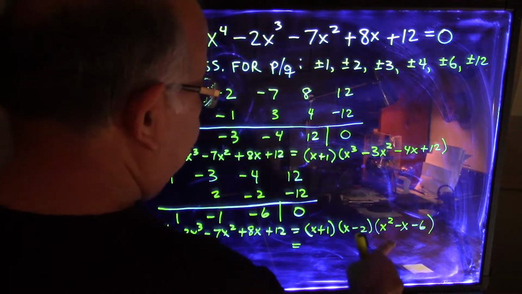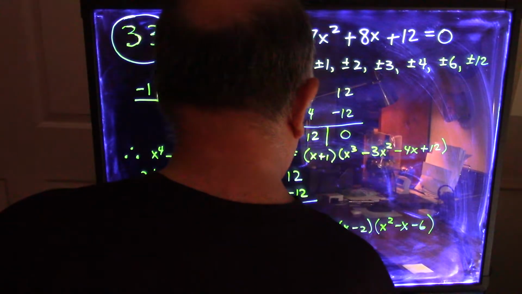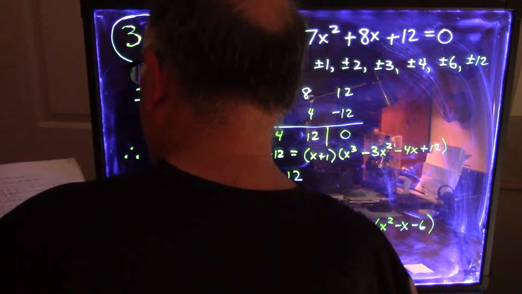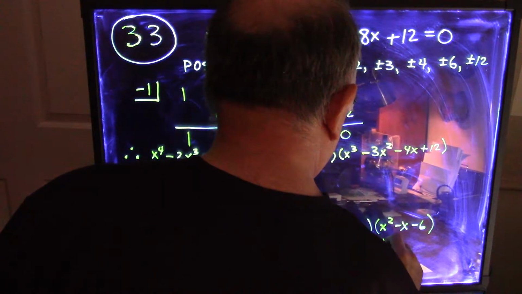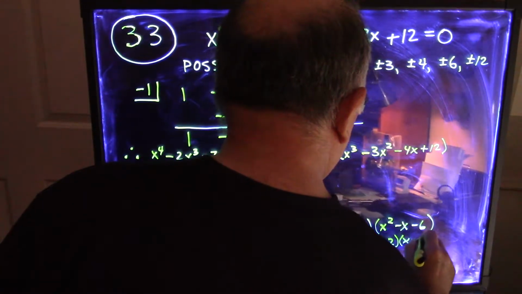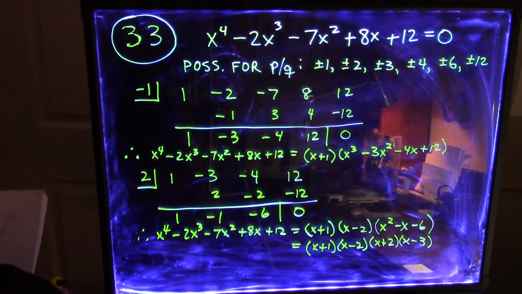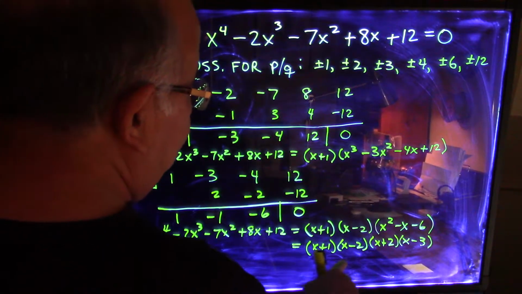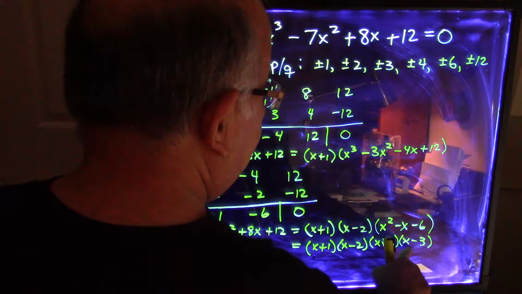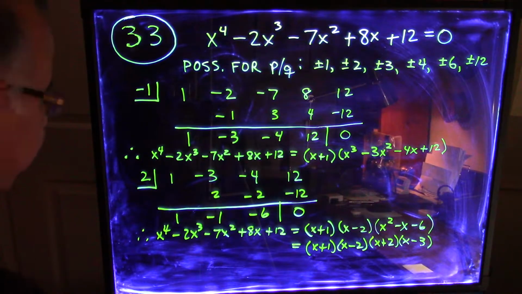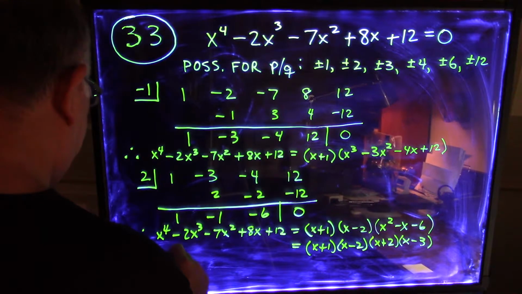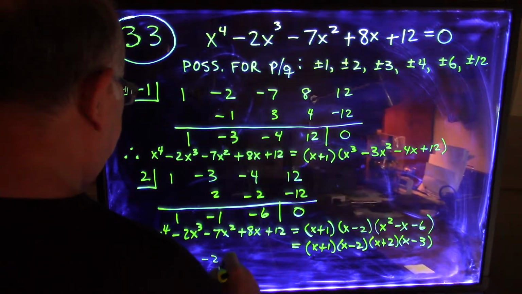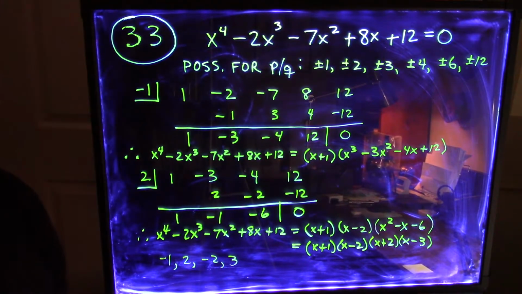Now this can be factored. So we've got x plus 1, x minus 2, and x plus 2, x minus 3. So from these you can easily get the zeros. The zeros are negative 1, positive 2, negative 2, and positive 3. So negative 1, 2, negative 2, and 3 are your zeros.